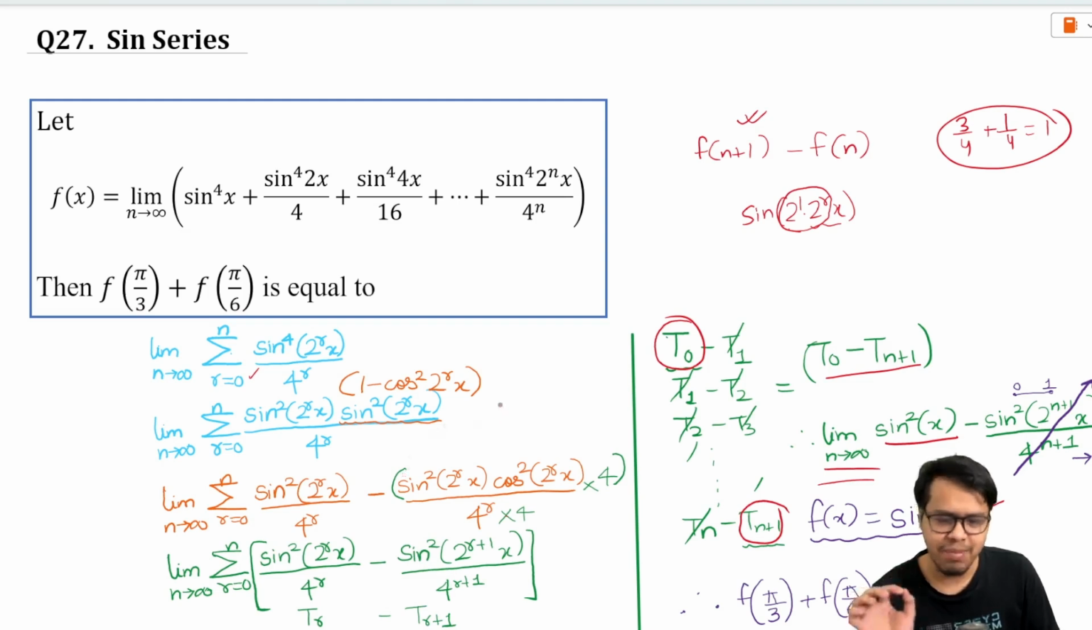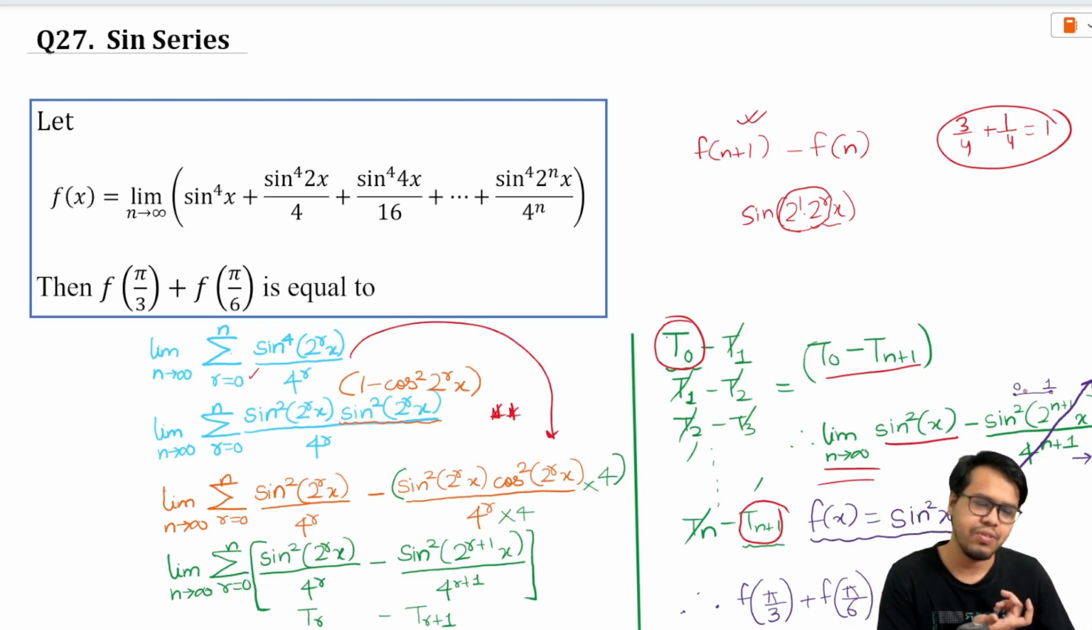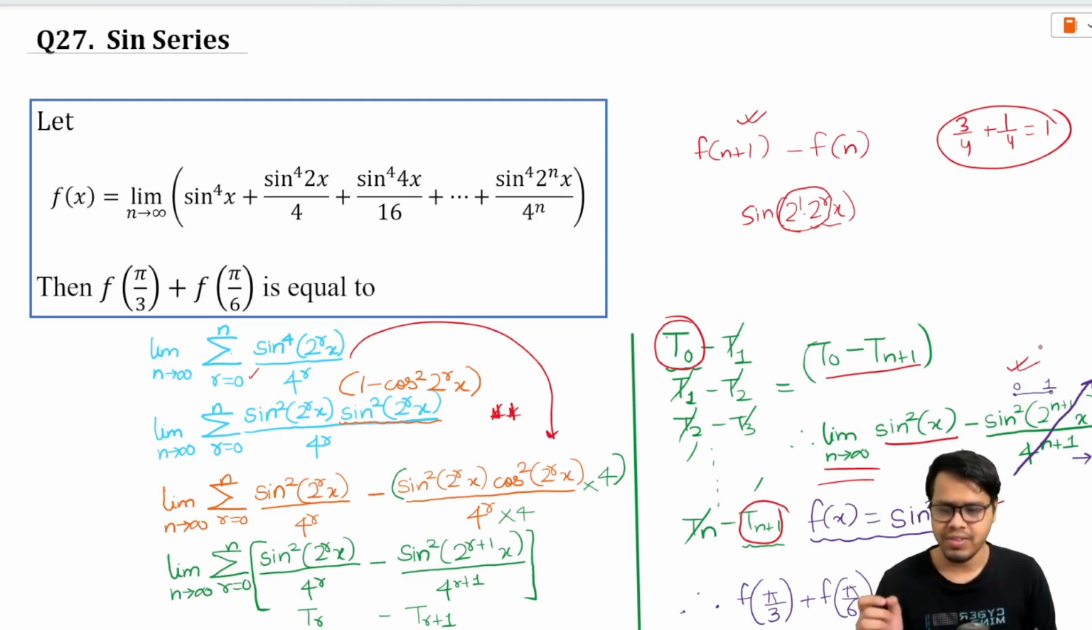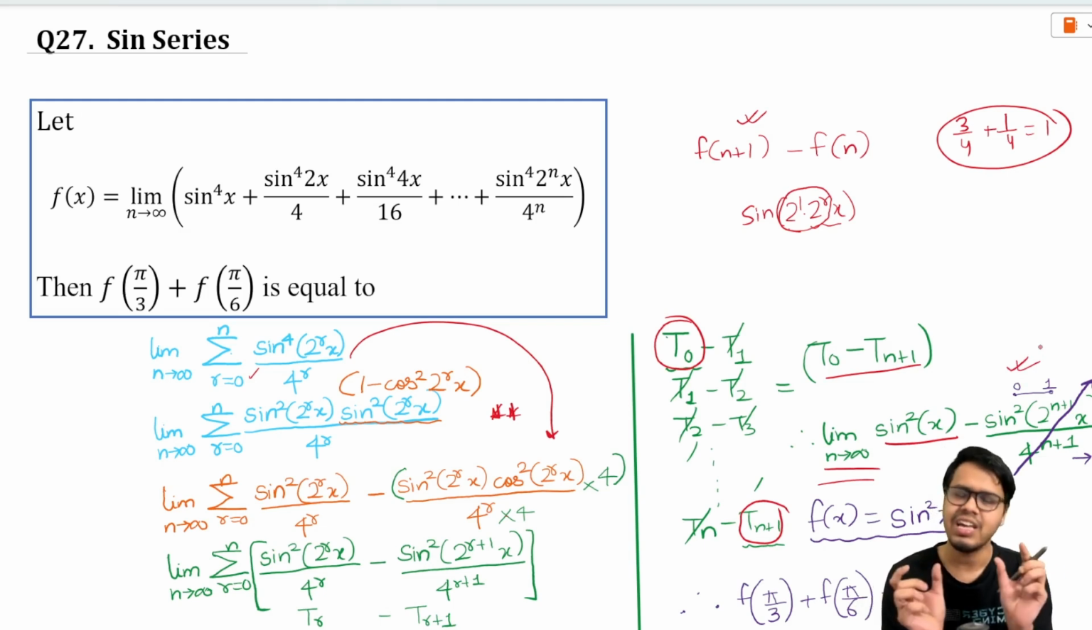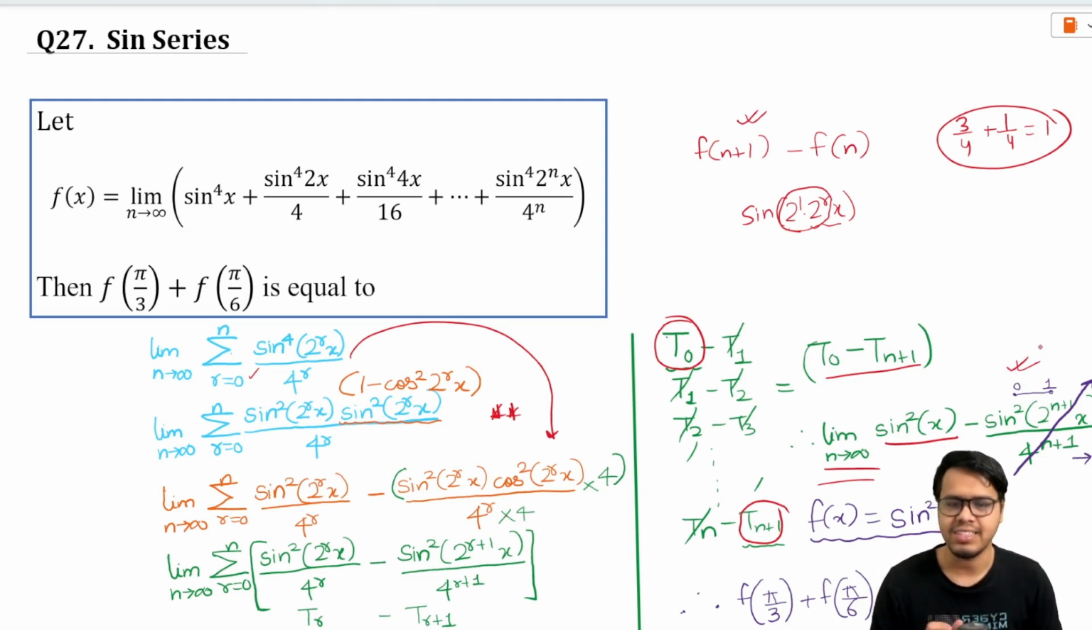That's it. The important step is only this: how to create this expression in telescopic series format so that we are left with a simple expression and the limit is easy to evaluate. So always remember, in such type of question, somehow create this difference such that the terms get cancelled out and we get a simple result. That's it for the solution.